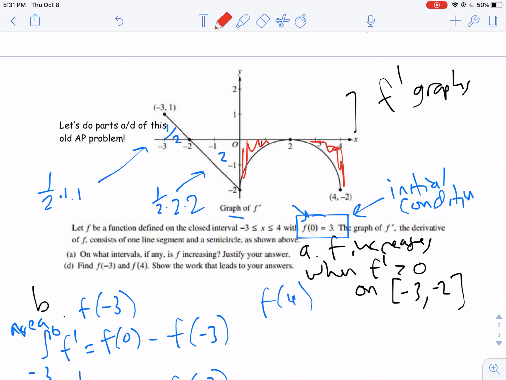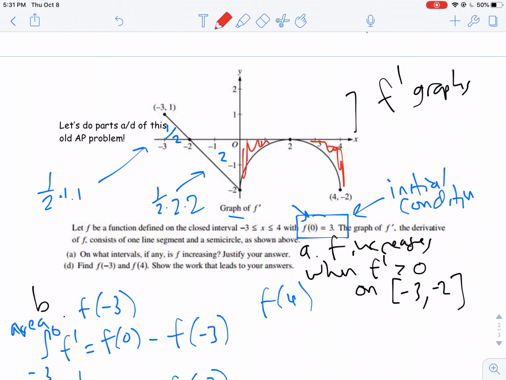And then this semicircle has a radius of 2. So that's minus 1/2 times pi times 2 squared. Okay, so that area is going to be 8 minus 2 pi. That red area is 8 minus 2 pi. And again, I found that by finding the area of the whole thing and then just subtracting off the semicircle.